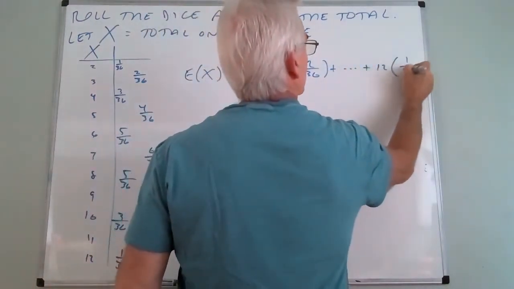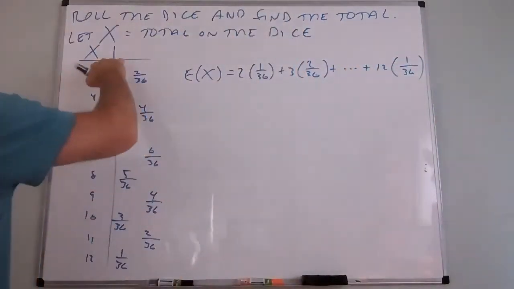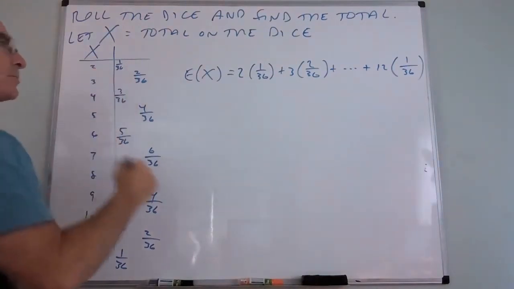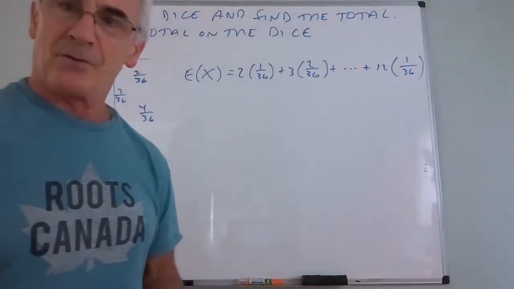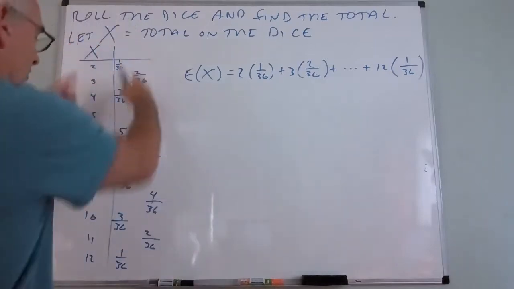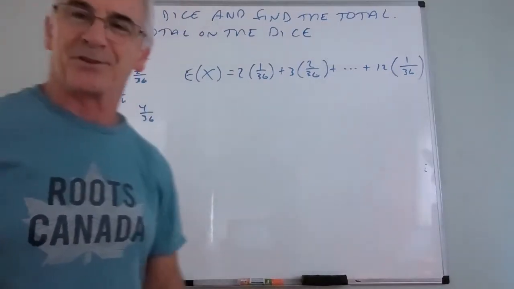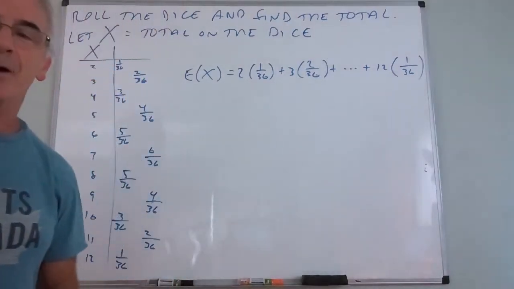I'll write it like this, just kind of save some time. This product plus this product plus this product plus this product. So if I get out my calculator and I multiply all these together, let's take a moment. Everyone do this on your own for a moment. Now, here's what I do.